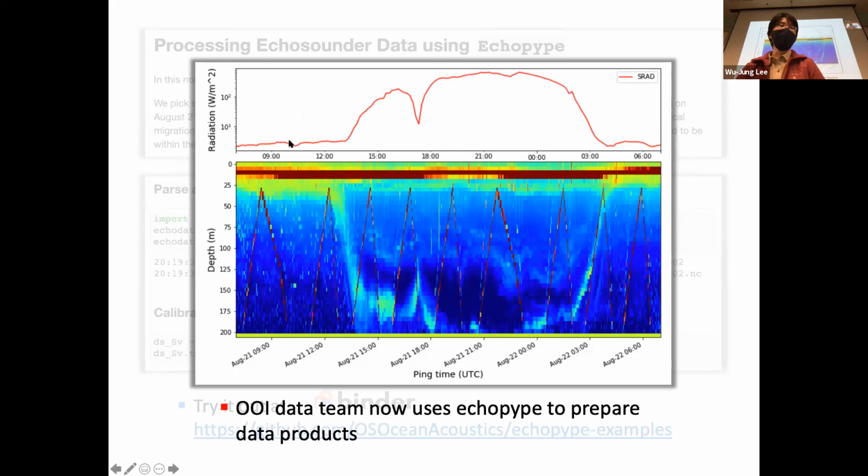On the top panel is the solar radiation, measured at a very nearby location compared to the echosounder, on the surface. You can see there is a dip in the solar radiation. This is the time of the solar eclipse.